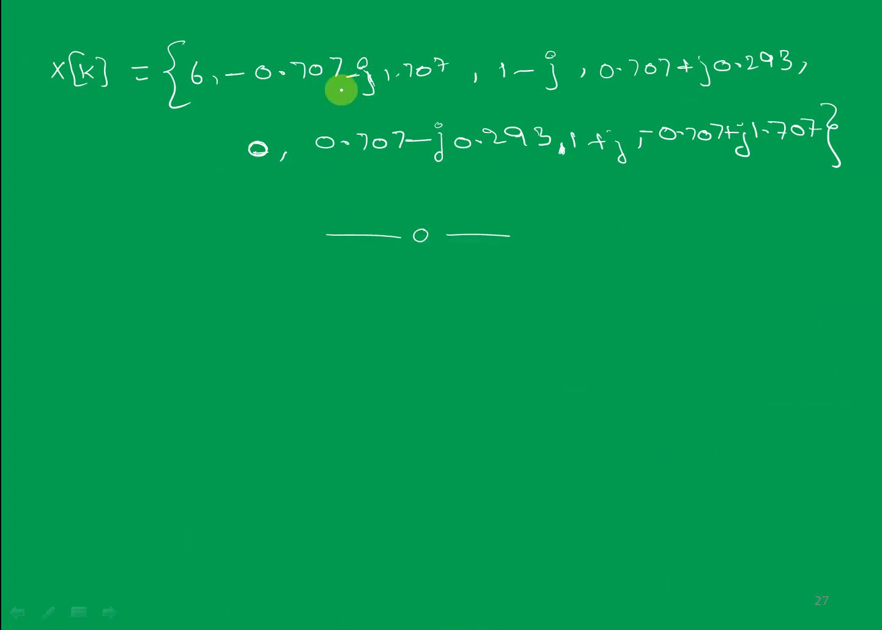X of k is equal to, so place all the values here. This is x of 0, x of 1, x of 2, x of 3, like that.